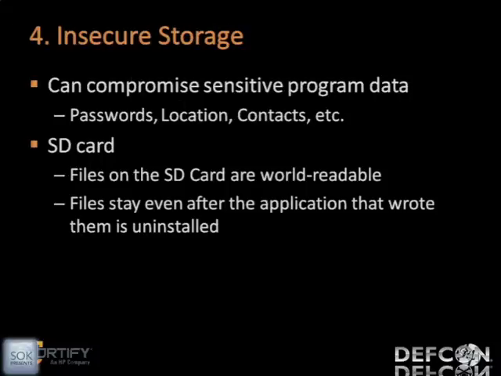Our fourth vulnerability is insecure storage. So what can happen when you have insecure storage? People will save their passwords, location, contact information, all sensitive data. And if storage is insecure, then this can be stolen. We're looking specifically at the SD card. The SD card has files, and these are all world readable, so anyone can read them. Users can read them, and they can be synced to your computer, so your computer will have those files. Also, the files will persist. Even after the application that created a file gets uninstalled, these files will remain on the SD card.